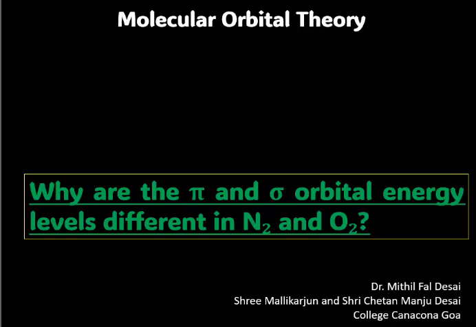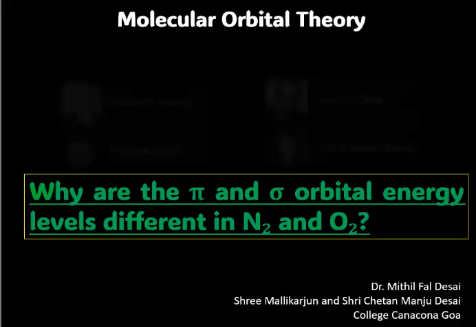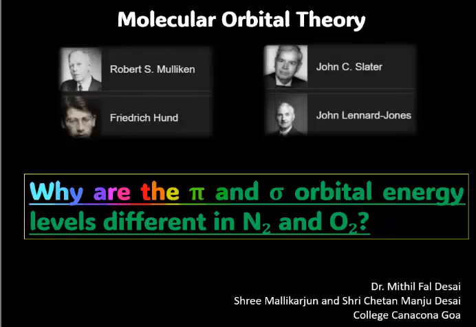Molecular orbital theory is one of the most powerful concepts in chemistry that explains chemical bonding. It not only explains how atoms bond but also predicts important chemical properties like magnetism, color, and stability. Molecular orbital theory was developed in the years after valence bond theory had been established in the early 1900s, primarily through the efforts of Robert Mulliken, Friedrich Hund, John C. Slater, and John Lennard-Jones.